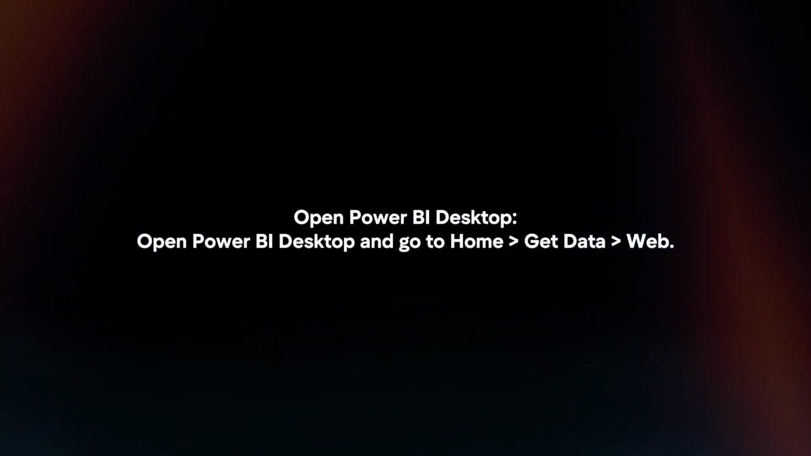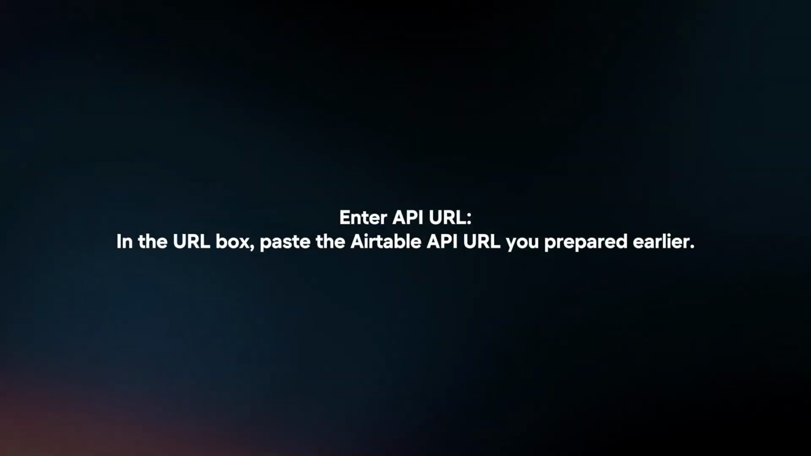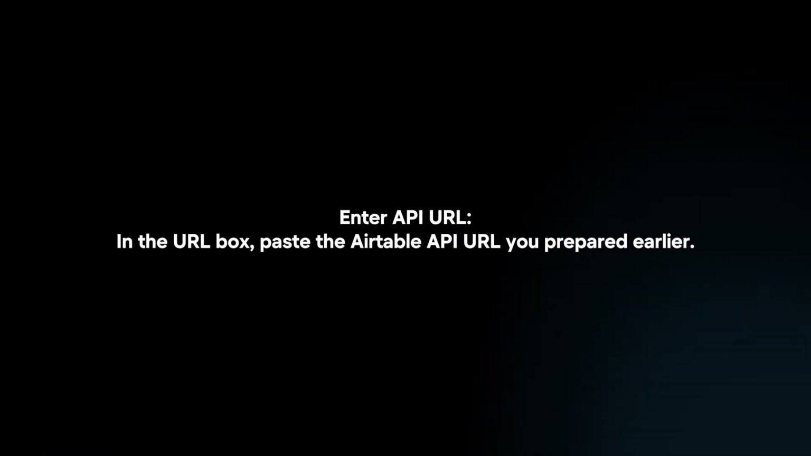Open Power BI Desktop. Open Power BI Desktop and go to Home, Get Data, Web. Enter API URL. In the URL box, paste the Airtable API URL you prepared earlier.